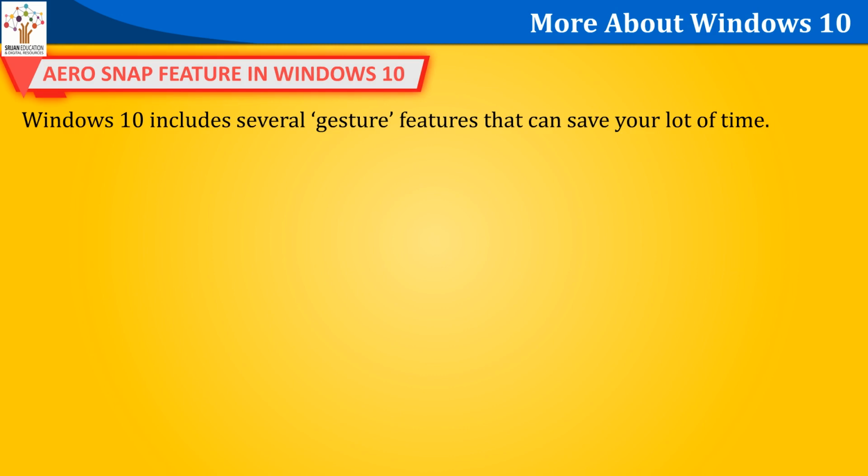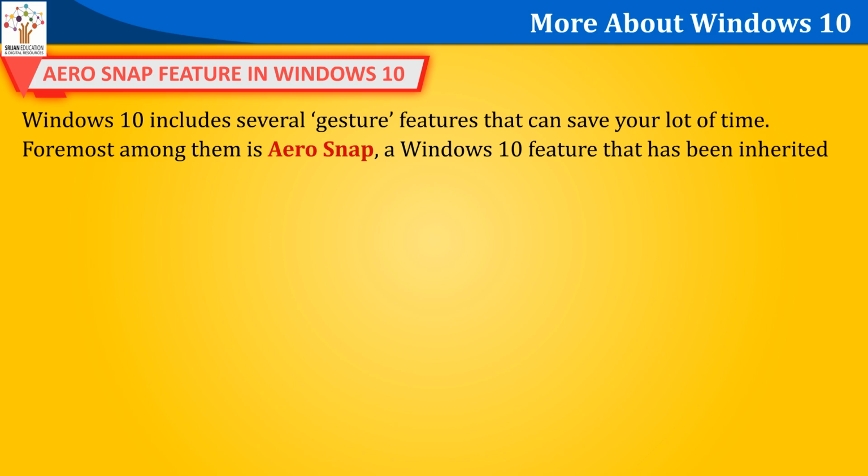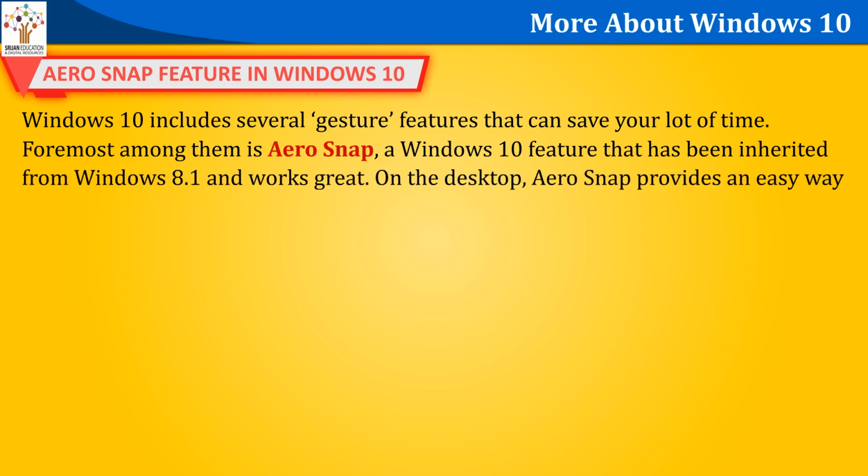Arrow Snap feature in Windows 10. Windows 10 includes several gesture features that can save you a lot of time. Foremost among them is Arrow Snap, a Windows 10 feature that has been inherited from Windows 8.1 and works great. On the desktop, Arrow Snap provides an easy way to place windows side by side by using a mouse.